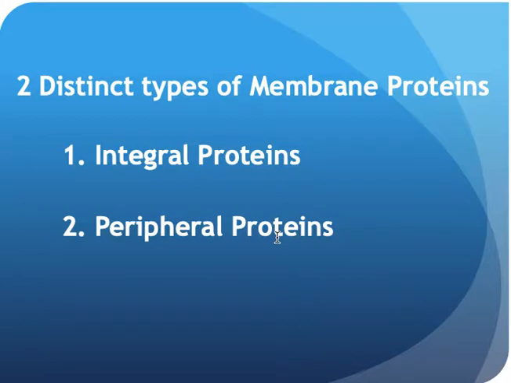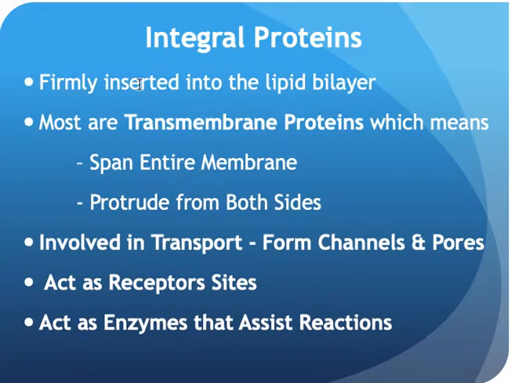So you get two distinct types of membrane proteins. Again, good multiple choice question. You have integral proteins and peripheral proteins. The integral ones are going to be firmly inserted into the lipid bilayer. Okay, most are transmembrane proteins, which means that they're going to span across the entire membrane and they're going to protrude from both sides. So that's, again, a good multiple choice question: what's the difference between these two? Do they span across the whole membrane or do they only go part way? Okay, but because they span across from one side to the other, they're going to be involved in transport. So they're going to help me to form these channels and these pores. They can act as receptor sites. They can act as enzymes that are going to assist in reactions, and we'll come back to some of those in a second here too.